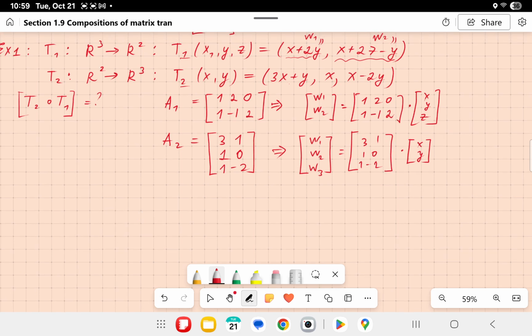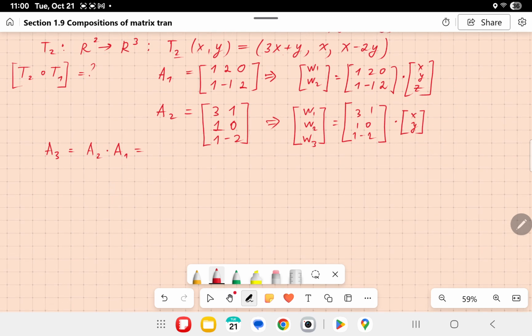So if we apply the second composition to the first, we are going to use matrices in the same order. So I'm going to write down maybe A3, and that's going to be the composition. It's going to be A2 multiplied by A1. And I'm just literally going to write down these two matrices, A2 and the other matrix.